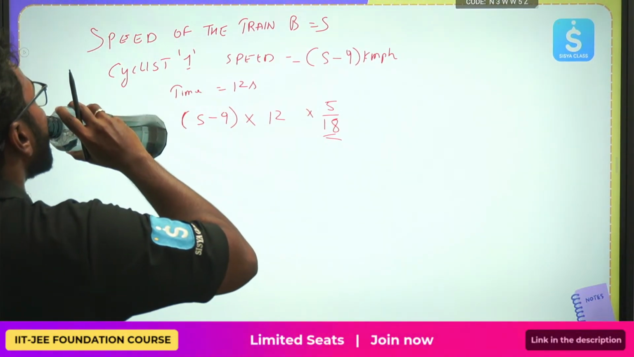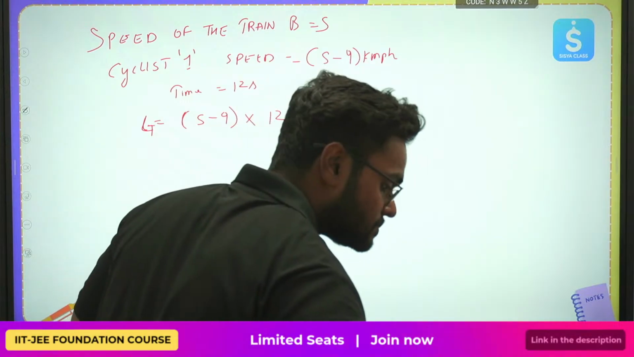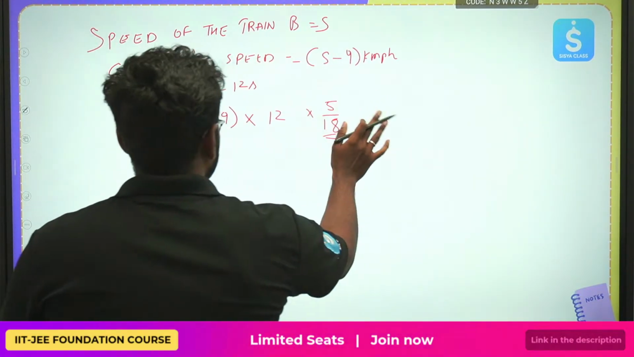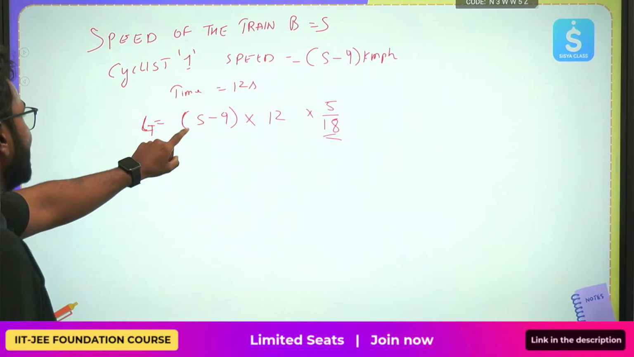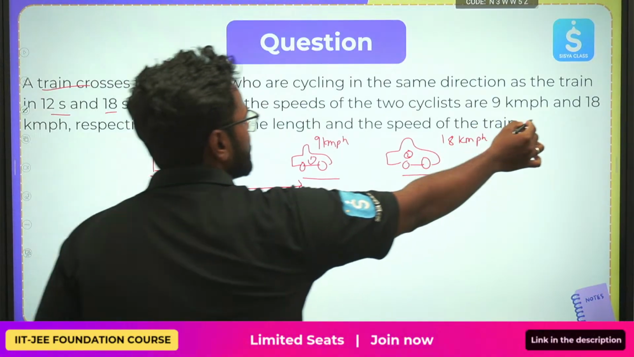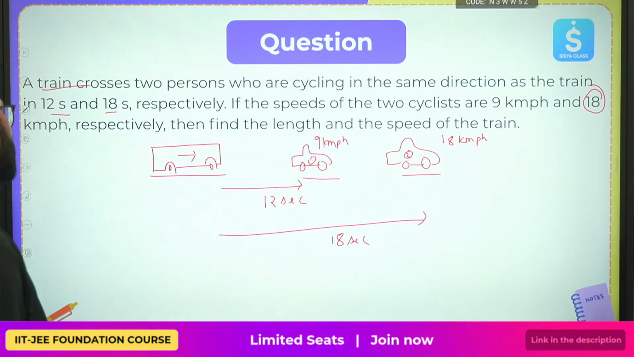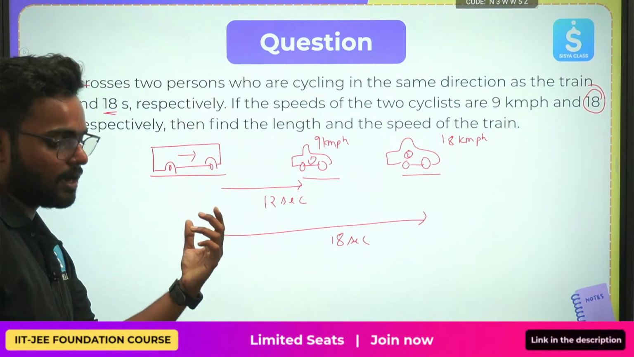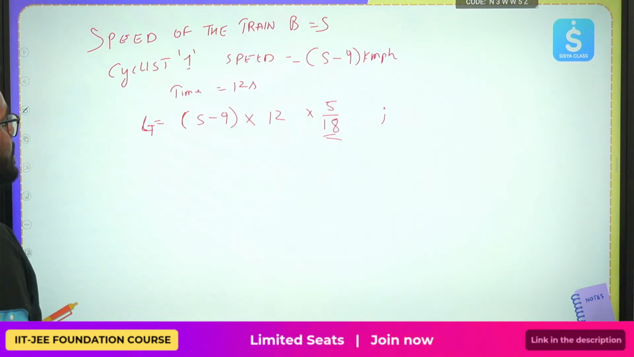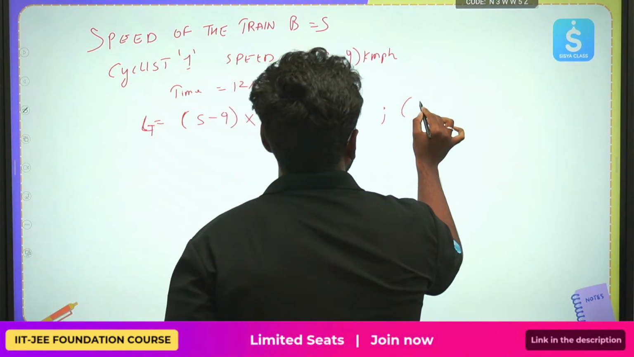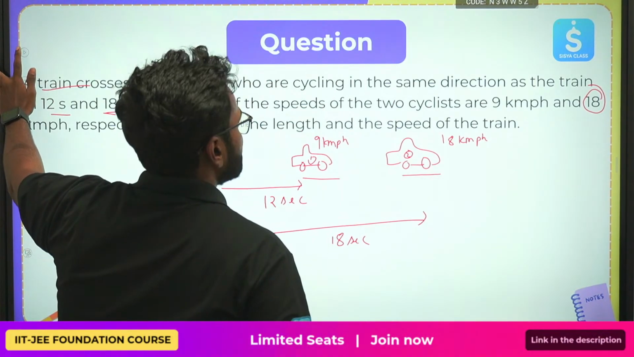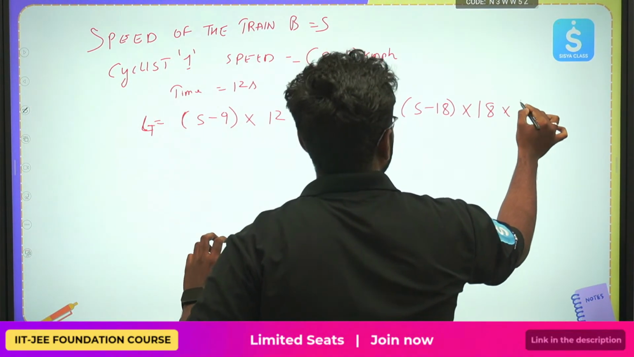Now similarly, distance is equal to speed into time. We are converting this into meters per second, or meters in this case. So that is the first case. If you closely look at the second condition, this cyclist is moving at a speed of 18 kmph, and the train is covering him in 18 seconds. So this equation would be the same, just the numbers would be changing. s minus 18 into 18 seconds into 5 upon 18.